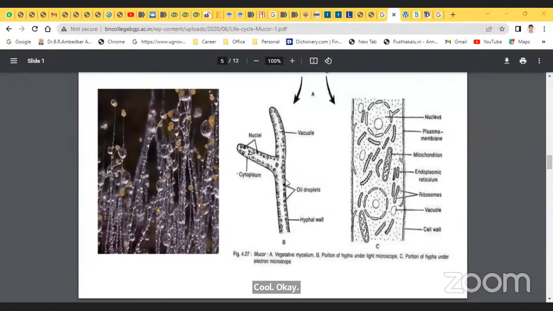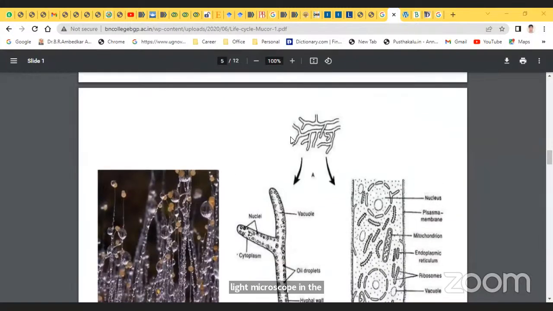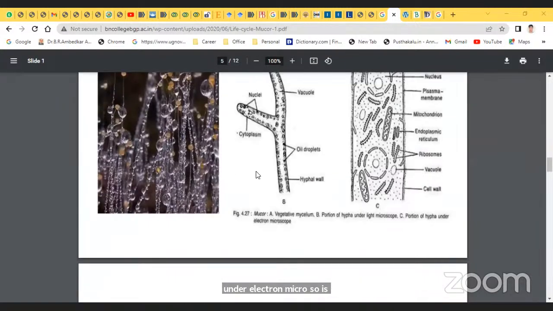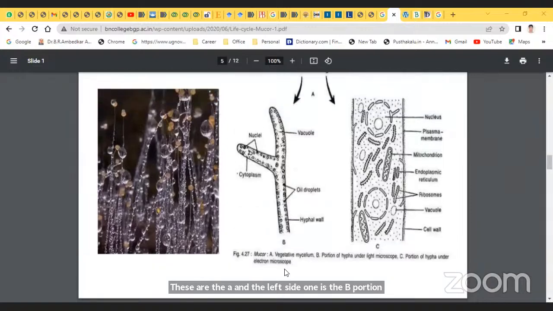So these are the diagrams of the vegetative mycelium and the portion of the hyphae under the light microscope. In B, it is a portion of hyphae under the light microscope, and in C, it is under the electron microscope. A is the vegetative mycelium.